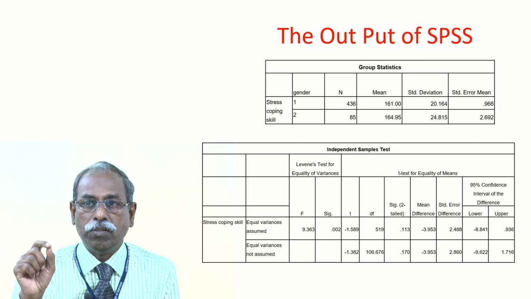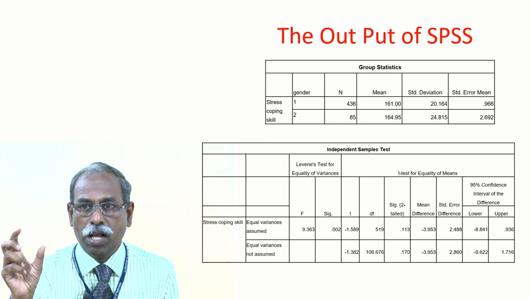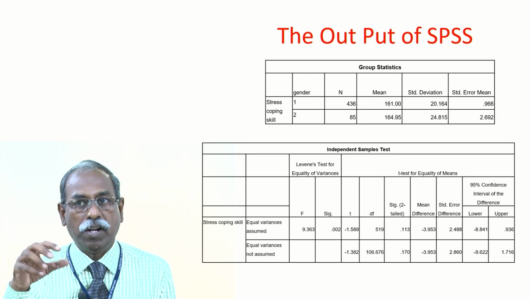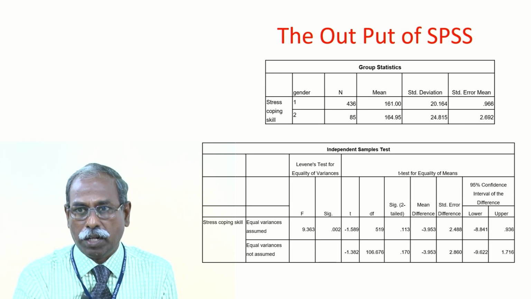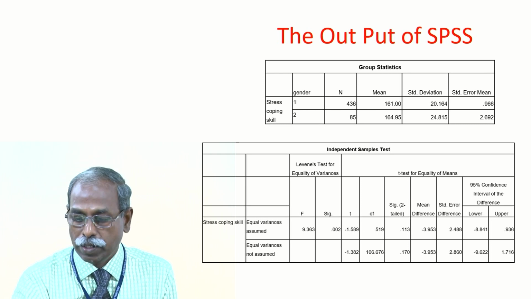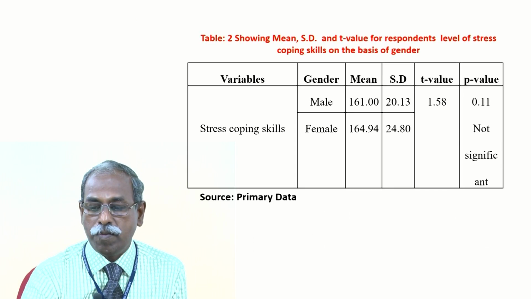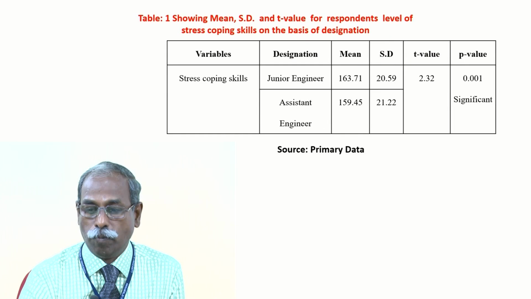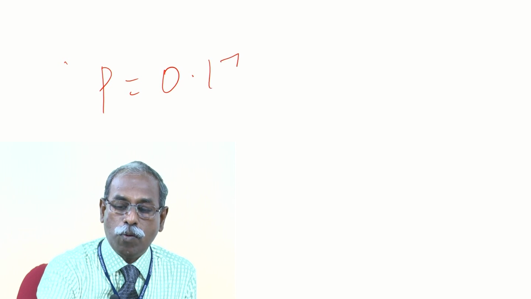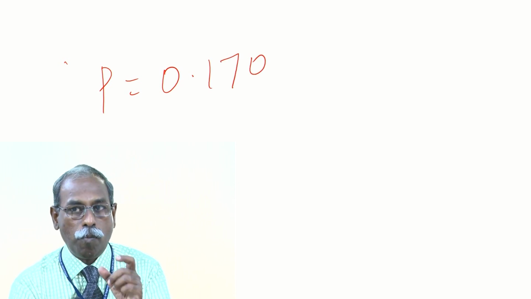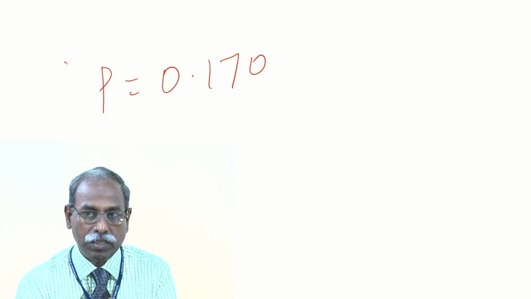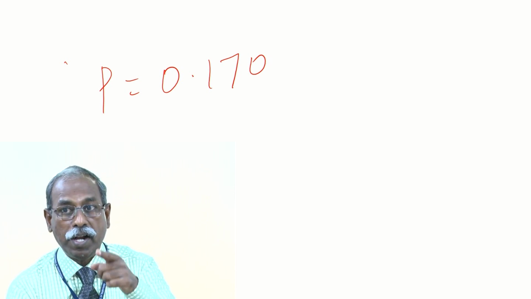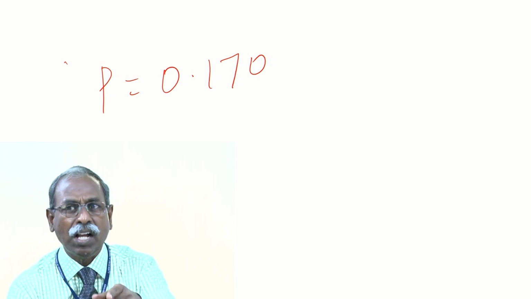Here also I will give a shortcut method to understand whether the calculated value is significant or not significant. What is meant by significant? What is not significant? That also I will explain here. For example, in the previous slide, see that here the p value is 0.170. The obtained p value is 0.170. This is called the p value, probability value or significant value. This is the value for your data, called the calculated value.